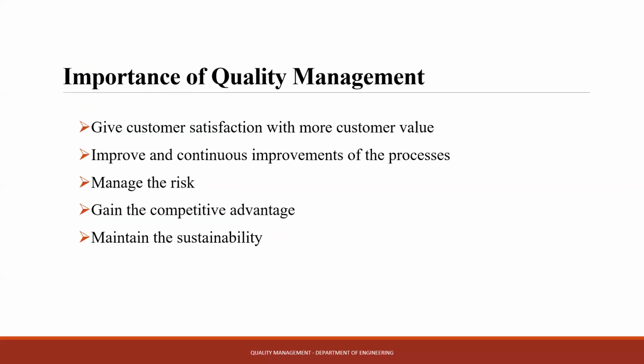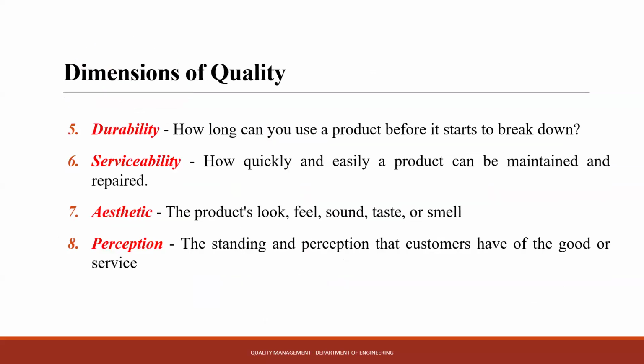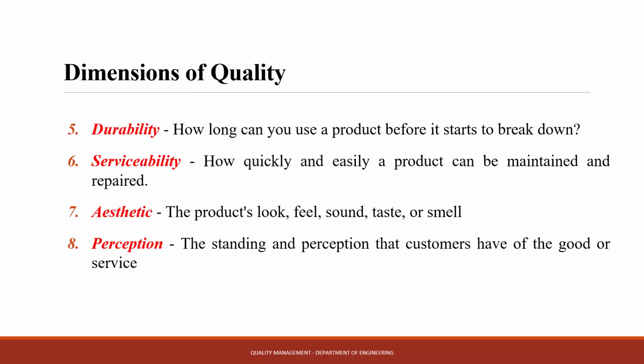Right? So those are common benefits or importance of having quality management. Okay, then let's move on to the dimensions of quality. So usually we can identify 8 common dimensions of quality. I hope you know these dimensions. They include performance, features, reliability, conformance, durability, serviceability, aesthetics, and perception.